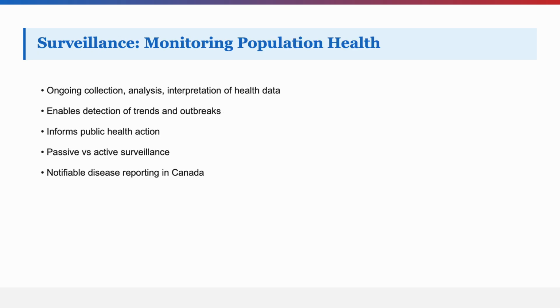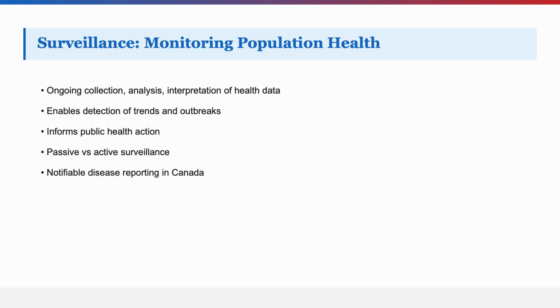Surveillance is the ongoing systematic collection, analysis, and interpretation of health data for public health action. Unlike research studies with defined endpoints, surveillance is continuous. It monitors population health over time, detecting trends, outbreaks, and emerging threats. Surveillance data informs action. It's not just academic, it triggers investigations, guides interventions, and evaluates programs.